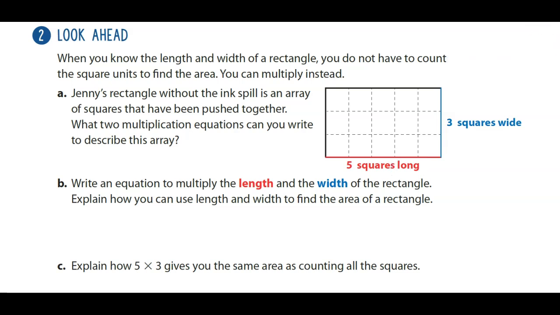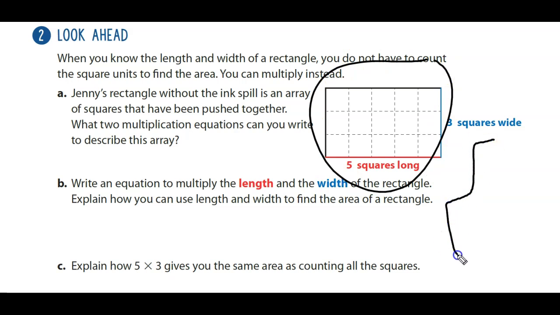This only works if the shape is either a rectangle or a square. If I had a shape that looked like this, can I find the area of that? Yes, I can, but can I use length times width? No, I can't. I can't do that.